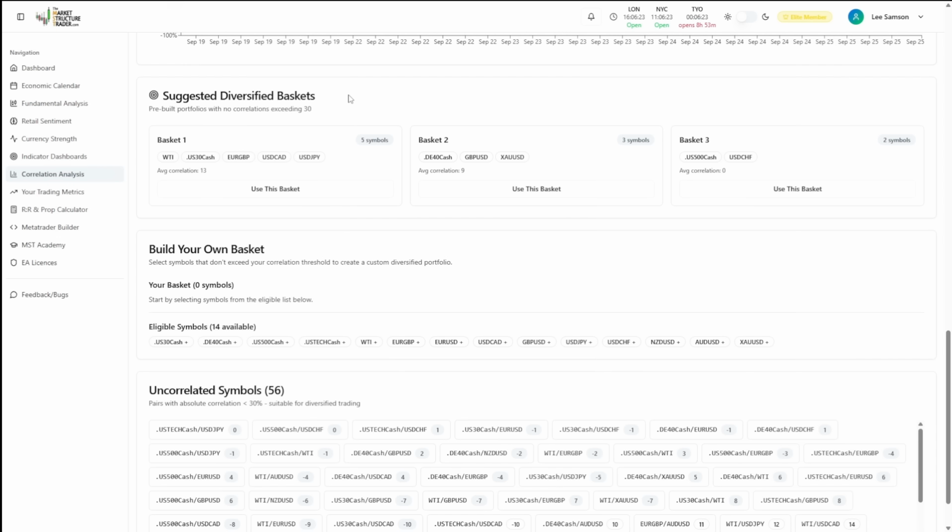So for example, down here we have the suggested diversification baskets section. And in basket 1 here, you can see it is recommending to trade oil, the US 30 index, Euro pound, US dollar CAD, and US dollar yen. These 5 symbols together have an average correlation of 13%, meaning that they very rarely move in the same direction at the same time on the hourly time frame.